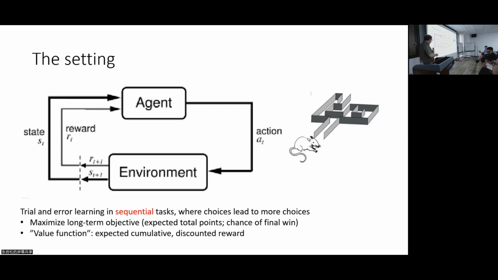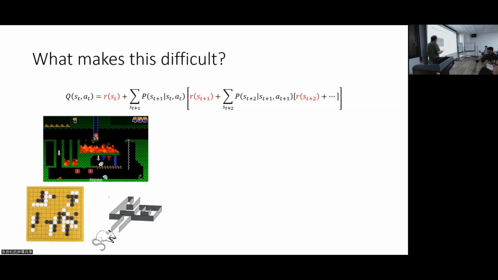The key issue that makes it difficult is that choices aren't immediately rewarded. They lead to more choices, and so the consequences of your actions can play out gradually, like in a maze or a game of chess. And we have this value function, right, which we talked about last time. So why is this hard?